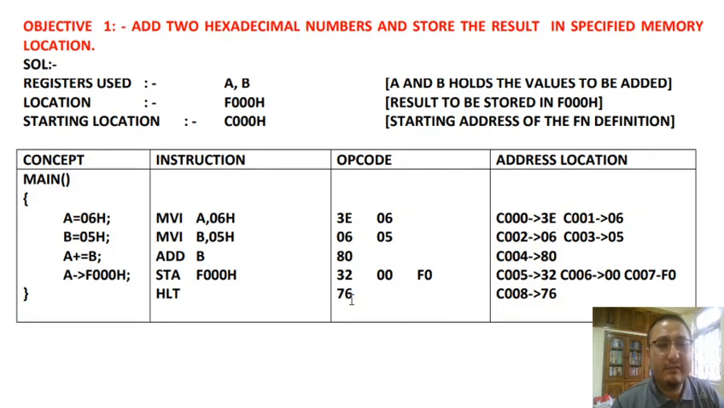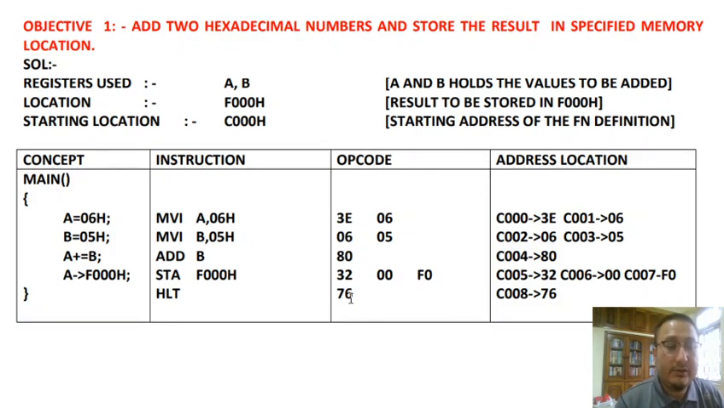Here I've built a very simple concept like in C. You have A being initialized to 06H, B being initialized to 05H. As I've already said, A will be one of the default operands whenever any operation is performed, and it's called the accumulator. So I'll add the content of A and B and store it in A. That's why I've used the shorthand operator, A plus equals B. Finally, I'm moving the content of A to F000H.